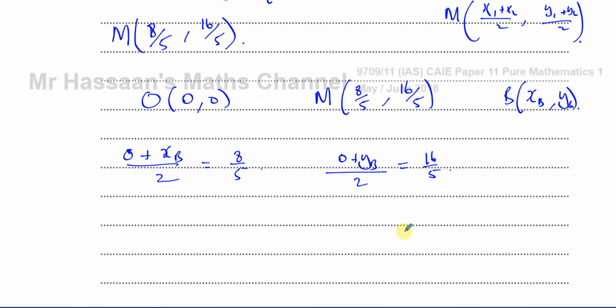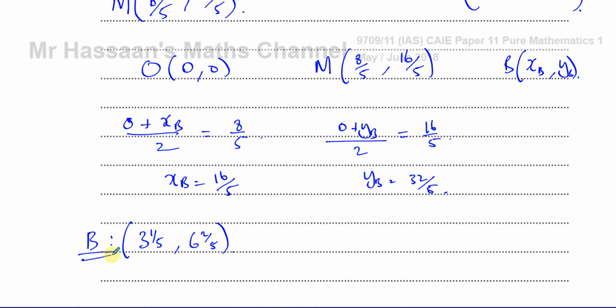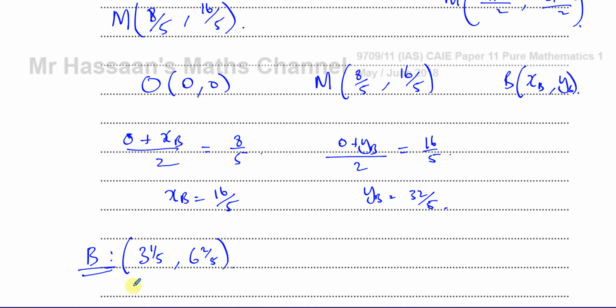Okay, so we can find what xb is and what yb is. Multiply by 2, so xb is going to be 16 over 5 and yb is going to be 32 over 5. Okay, so those will be the x and y coordinates. If you want to write them as a mixed number, 16 over 5, 5 goes into 16 3 times, remainder 1, so that's going to be 3 1/5. And this is 32 divided by 5. 5 goes into 32 6 times, remainder 2, so 6 2/5. We can write it like that. We can leave it in this form, but that is the point B. M is the midpoint of OB, so we can find B.